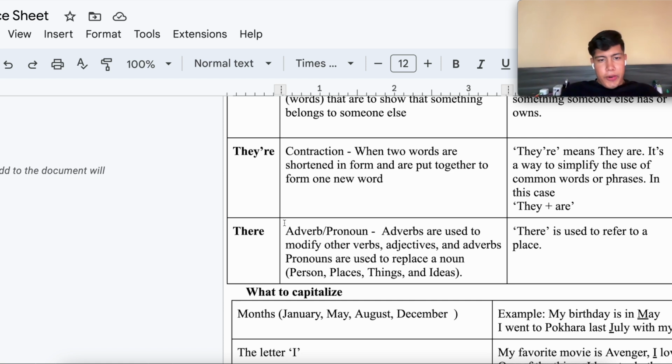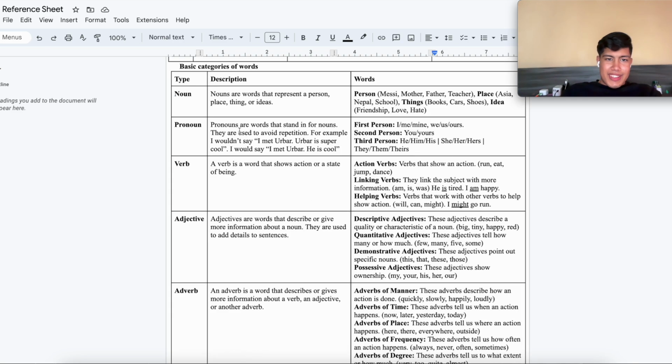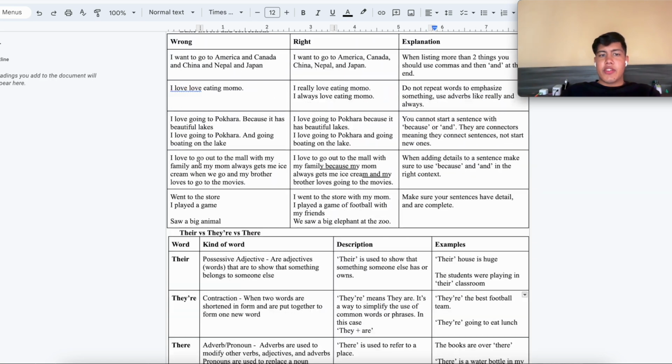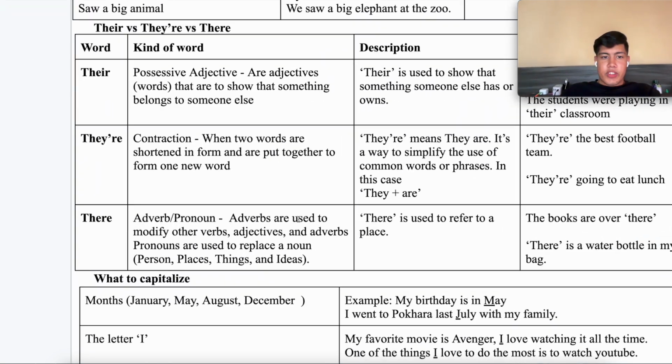Now let's talk about there. It's an adverb slash pronoun. Like I said, with this category down here, a lot of these words fit in multiple different categories based off the sentence they're in. So that's why they're a little complicated. But let's talk about the situation right here. Adverbs slash pronouns.